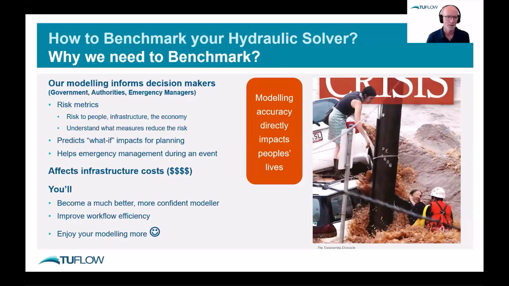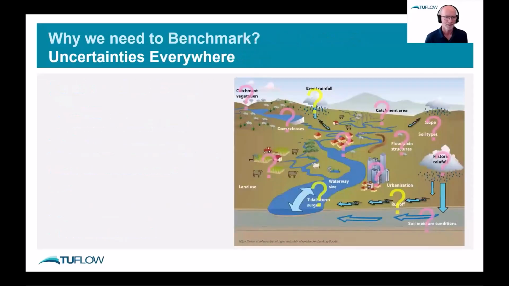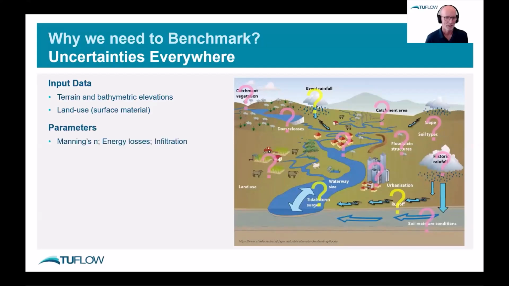That's what we do at the top end. But the reason we really need to benchmark is there are actually uncertainties everywhere in our modeling. So the input data, that's never going to be precise. The parameters that we specify, such as Manning's-N, we have some good indicative ranges of the values we should use. So we should be inside those ranges, but they're not precise values.